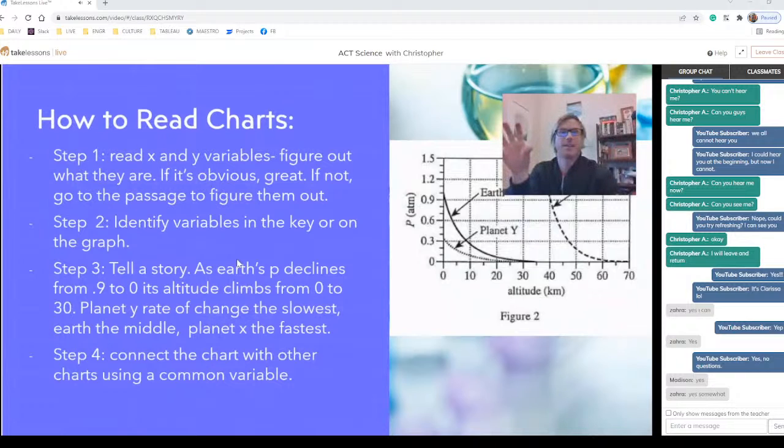Now, I understand that Planet X's pressure is higher compared to the Earth, or that Planet Y does not have as much pressure as the Earth. But I've told myself a story, and I've compared the variables to each other, so I can compare Planet Y to Earth and Planet X.